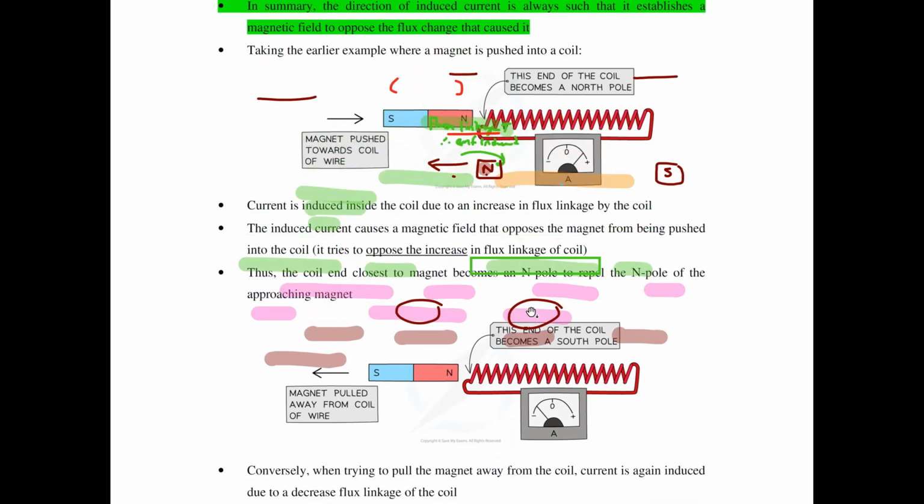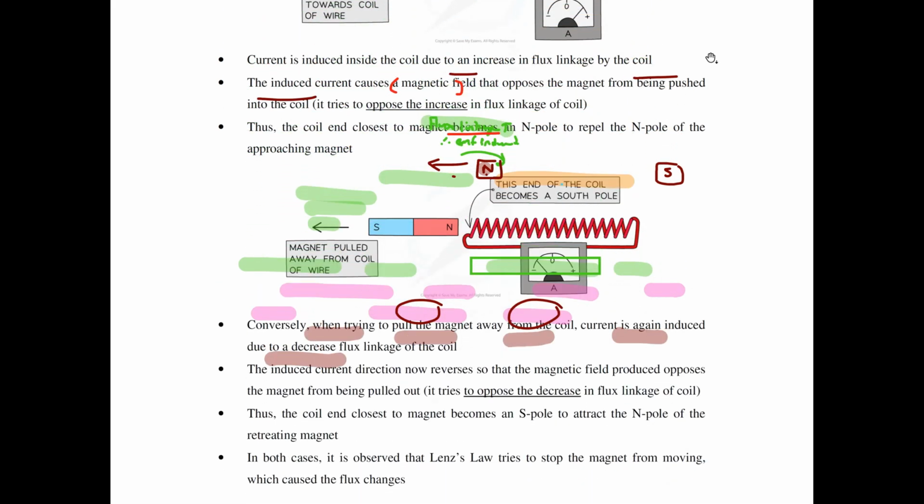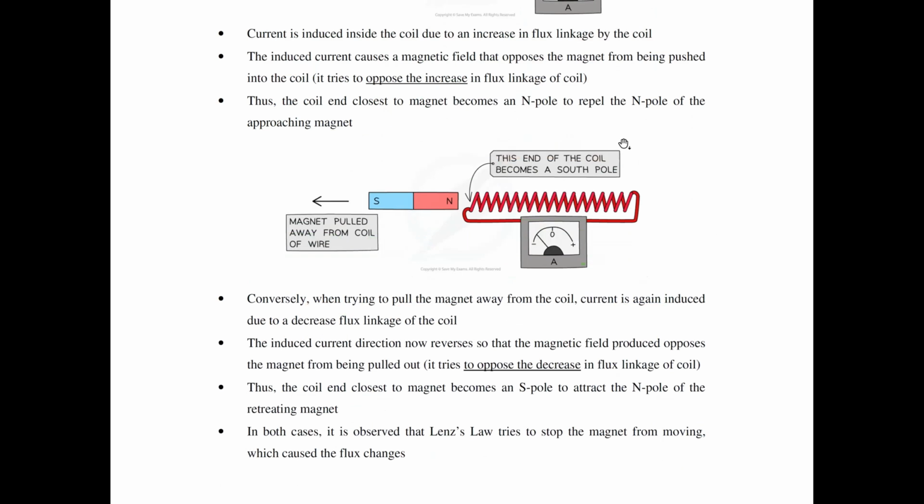So here, the core end closest to the magnet becomes an N pole to repel the N pole of the approaching magnet. Now, what about the case where you try to pull your magnet out? When you try to pull your magnet out of the core, away from the core, you again would have induced current because you still have flux change here, but your flux change is a decrease in flux linkage because your magnetic flux is trying to leave the core. So in your case here, you have a flux linkage decrease, therefore your EMF is also induced.